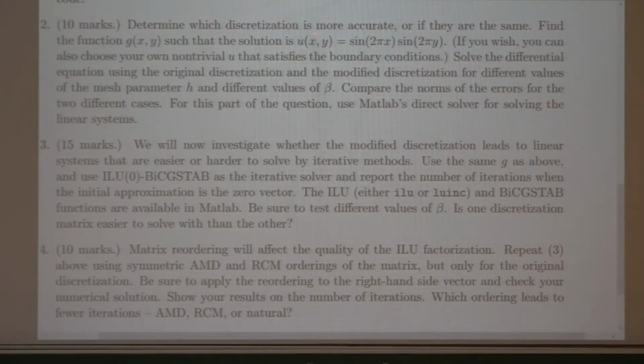To get the right-hand side, that will give you the solution. And then try to solve for different values of the mesh parameter and different values of the convection parameter beta. Okay? And for this question, just use the MATLAB direct solve. And you can plot, for instance, the error and see if one discretization has greater error than the other. Okay?